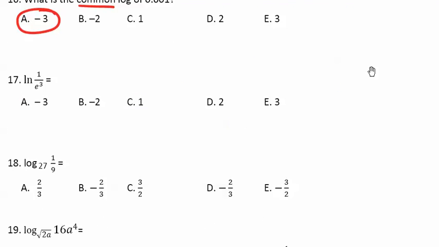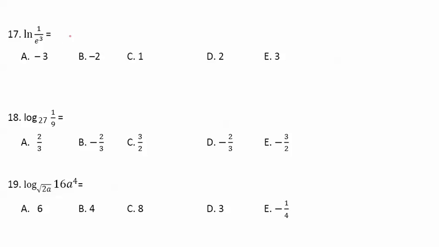All right, in 17, this might be easier for you if instead of 1 over e to the third, we flipped it over and wrote it as the natural log of e to the negative 3. So our base is e. What exponent on e produces e to the negative 3? Our answer's right there looking at us. The exponent must be negative 3.